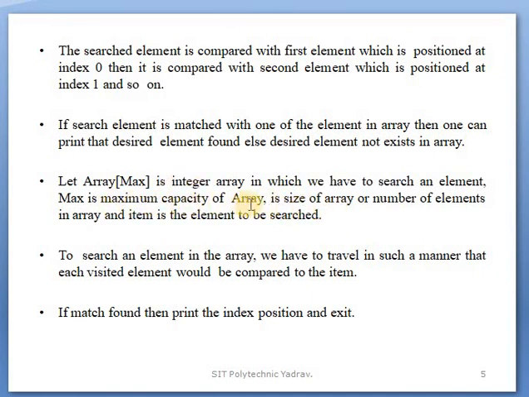Max is the maximum capacity of the array, the size of the array or number of elements in the array. Maximum capacity of the array means the size of the array or number of elements, meaning how many numbers are added in the array, which is declared by max. And item is the element to be searched. Item means what? It is a variable which holds the element we search for in the array.